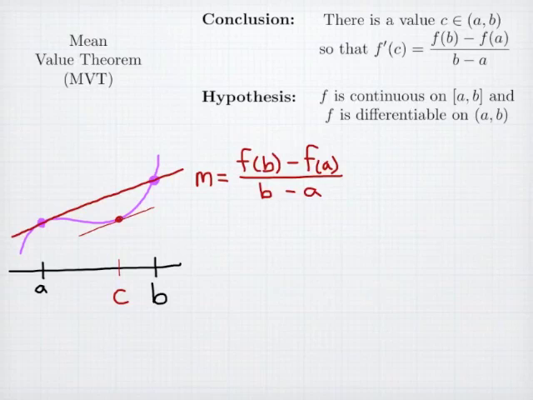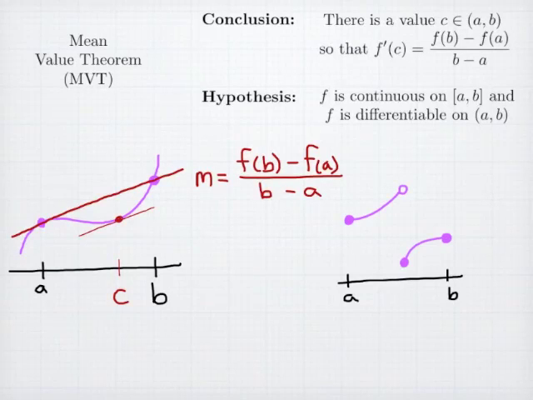Here's an example of a graph. I've drawn a discontinuous function. I have an interval from a to b. If I were to draw my secant line from the endpoints, there are no points on the graph that have the slope that matches the average rate of change. I do not satisfy the hypothesis of continuity. My function must be continuous in order to guarantee it.